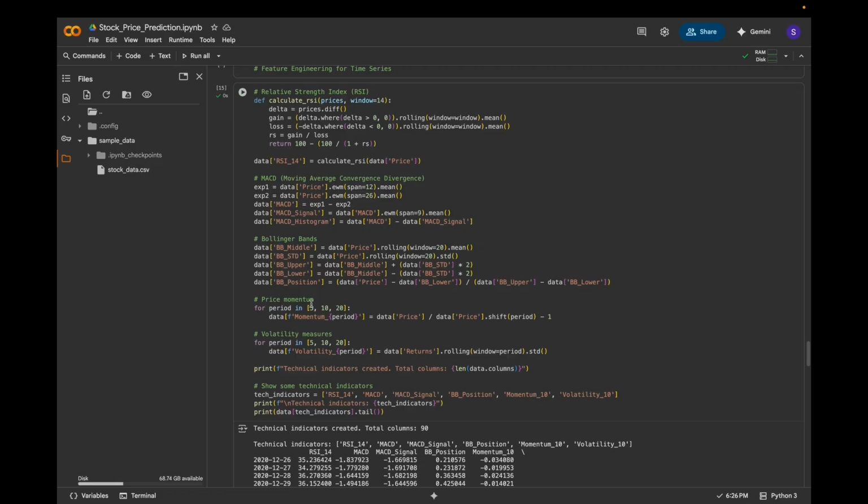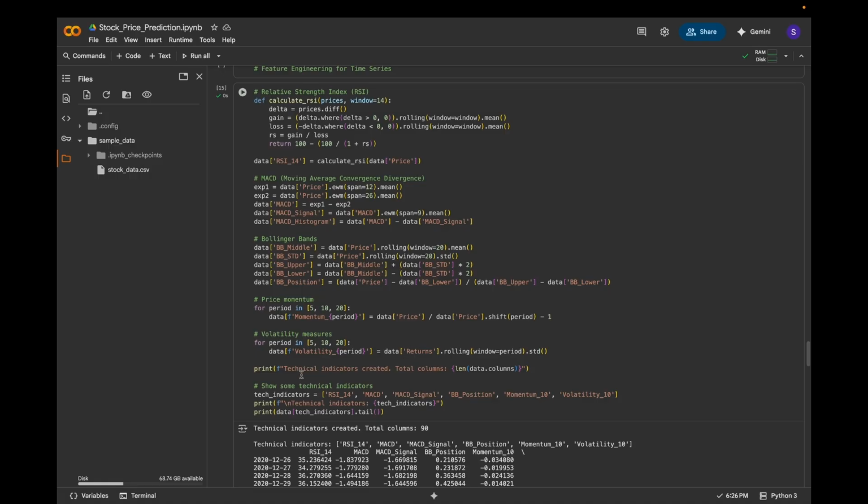Then we move on to price momentum for period in 5, 10, and 20. Data momentum period is equal to data price divided by data price.shift period minus 1. Basically this line of code measures the rate of price change over different time scales. Then we move on to volatility measures for period in 5, 10 and 20. Data volatility period is equal to data returns.rolling window period.std. Basically this quantifies the price variability over different time frames.